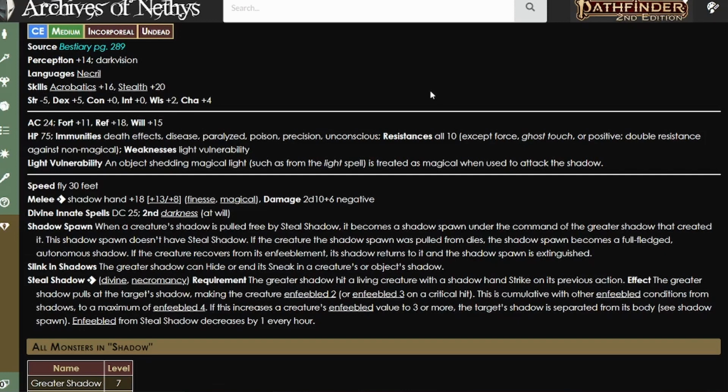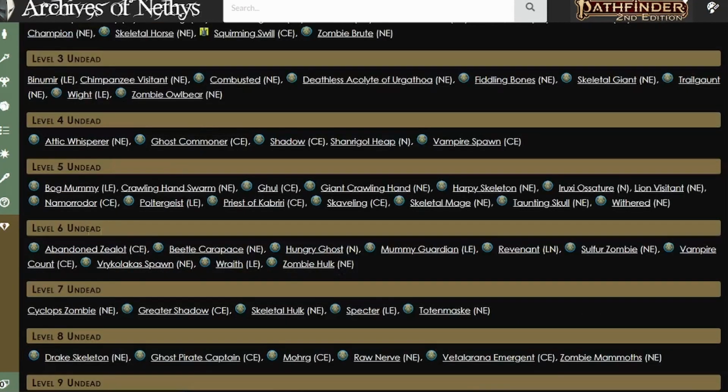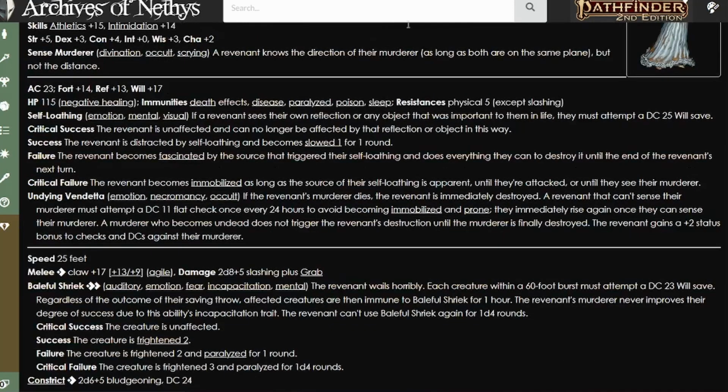Of course, we should not sleep on level 6 undead either. We have, for example, the Revenant, who has the Baleful Shriek ability. They are not slowed, so you can use this the turn you summon them. And this is a 60-foot burst, which is not party friendly, so be mindful. And the creatures who are subjected to this scream are frightened 2 on a success. And if they fail, the DC is not that great, but if they fail, they are also paralyzed for 1 round, so pretty nice effect to have access to if you're fighting low will saving throws enemies.